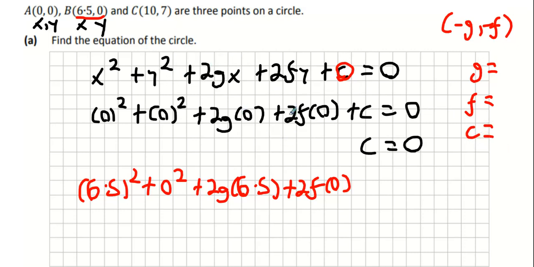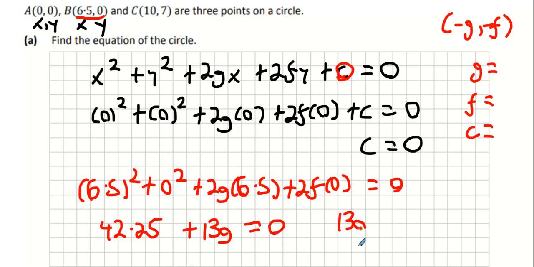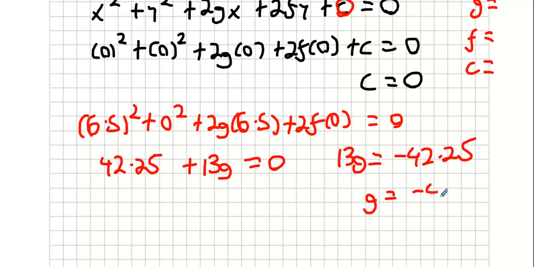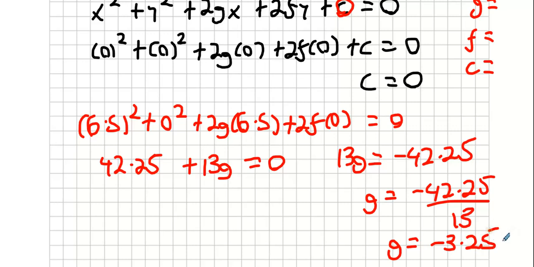We can just insert them back into the original equation, and we know that this once again is equal to 0. Now we're going to get 6.5 squared, which is 42.25, and we're just going to get 13g here, and that equals 0. Then we find that 13g is equal to minus 42.25, and minus 42.25 divided by 13 turns out to be a g value of minus 3.25.